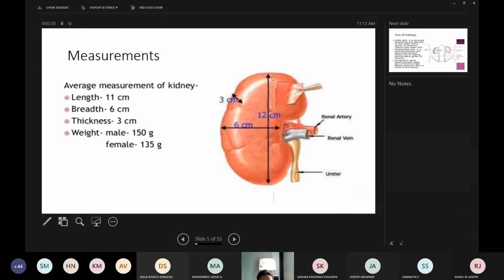Measurements: the length is 11 to 12 centimeters, around 11.5 centimeters. Breadth is 6 centimeters and thickness is 3 centimeters. It weighs around 150 grams in males and 135 grams in females.